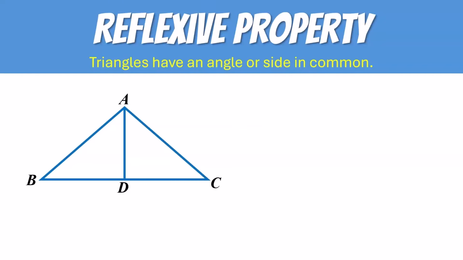When you start working on proofs in geometry, you're going to come up with a lot of reasons that seem to repeat themselves from problem to problem. This first one, I'm sure you recognize. This is the reflexive property. This is anytime a shape shares a side. In this case, the two triangles are sharing this side.